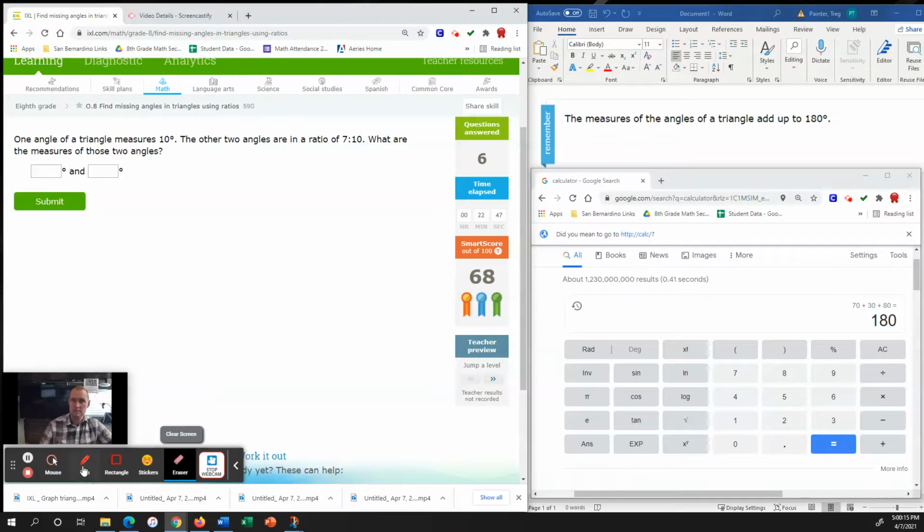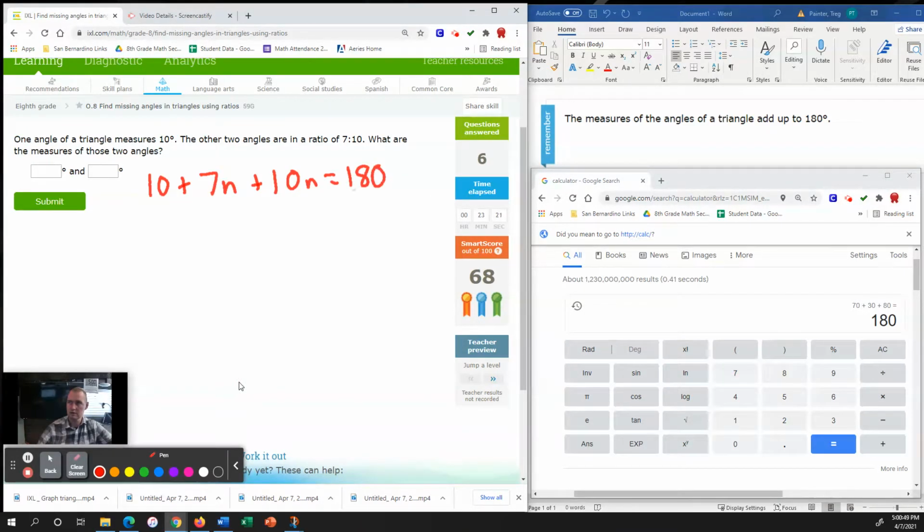All right. Next up, we got one angle of a triangle measures 10 degrees. Ooh, small little angle there. The other two angles are at a ratio of 7 to 10. What are the measures of the other two angles? So same concept. We're just going to keep on going right along. So we got 10 degrees plus 7n plus 10n equals 180 degrees. Because 180 degrees in a triangle.